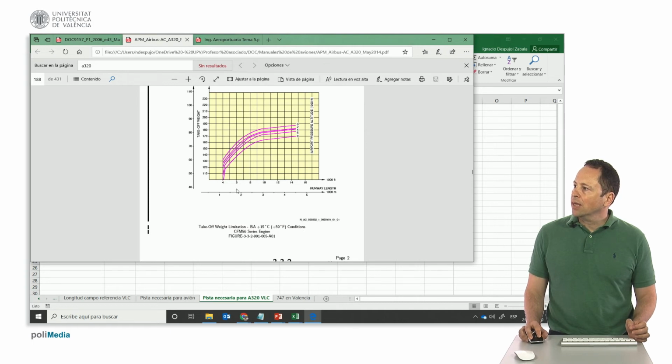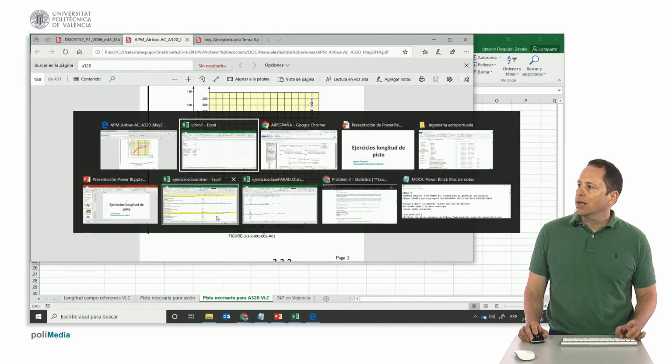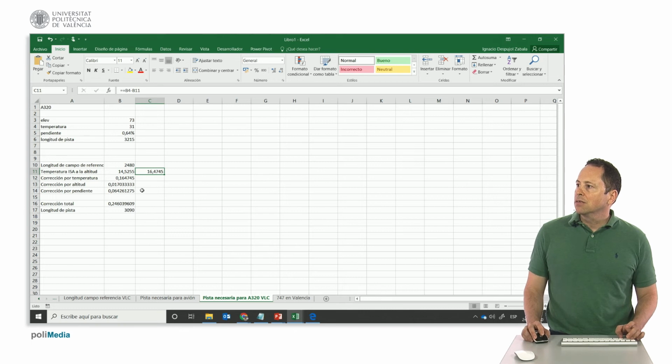We descend here and it comes, more or less, to 1750, 1800 meters length that the airplane needs to genuinely take off in these conditions. If you're going to put 1,800 meters, as you know, it is rather less than what the standard corrections say.